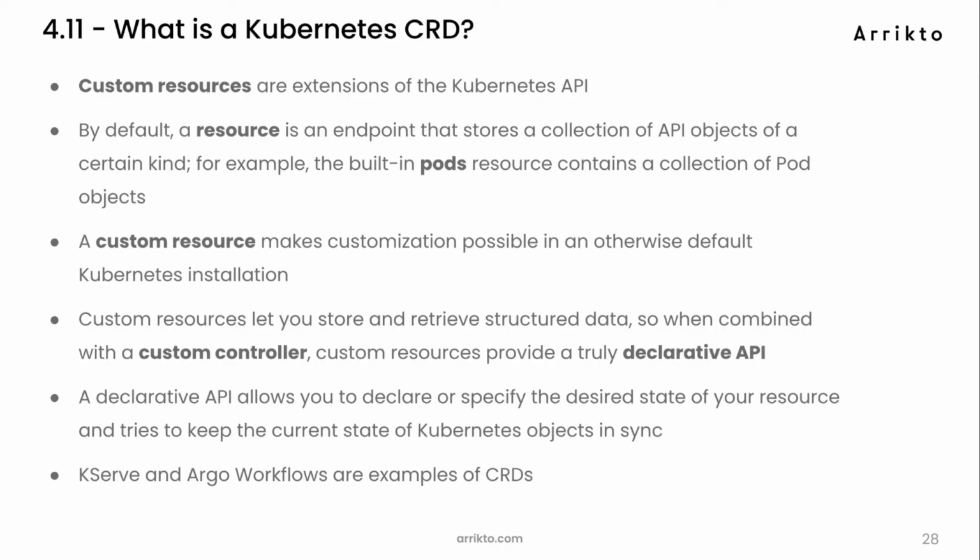So you can start to imagine why this is going to be very useful in something like Kubeflow. Custom resources let you store and retrieve structured data. So when they're combined with a custom controller, custom resources do create a truly declarative API. And a declarative API is what's going to allow us to declare or specify a desired state. And it's also going to help keep the current state of the Kubernetes objects in sync. So what does this mean in regards to Kubeflow? Kserve and Argo workflows are going to be examples of CRDs.